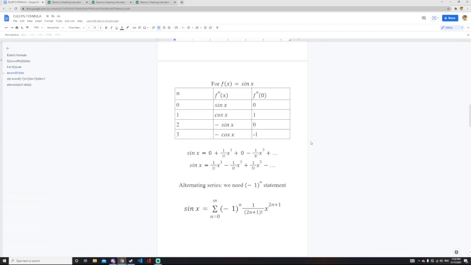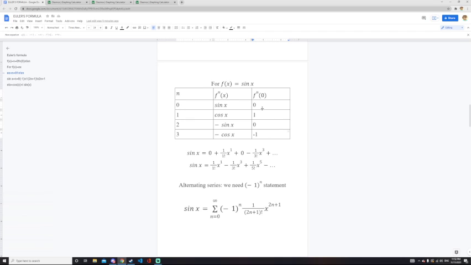For sine of x, a little bit different. We make the same table: n equals 0, n equals 1, n equals 2, n equals 3. Sine of x is just sine of x. Sine of 0 is 0. Derivative of sine of x is cosine x. Cosine of 0 is 1. Derivative of cosine x is negative sine x. Negative sine of 0 is just 0. And the derivative of negative sine of x is negative cosine x. Negative cosine of 0 is just negative 1.